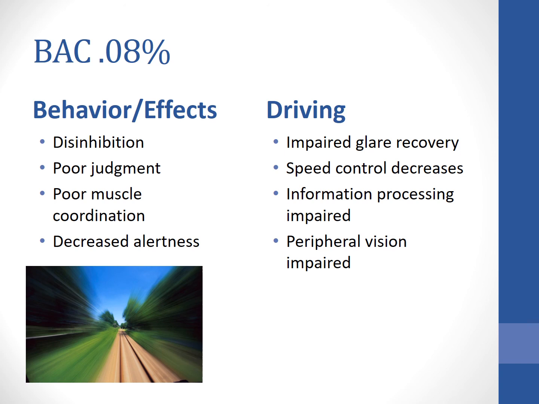With a BAC level of 0.08%, people may notice the following behaviors and effects: disinhibition, poor judgment, poor muscle coordination, such as being able to focus your eyes on objects, and decreased alertness. In terms of driving, people may notice impaired glare recovery, speed control decreases, information processing becomes impaired, such as signal detection or visual search, and peripheral vision becomes impaired.